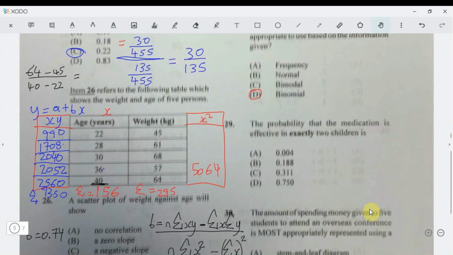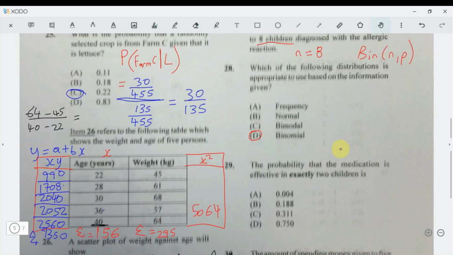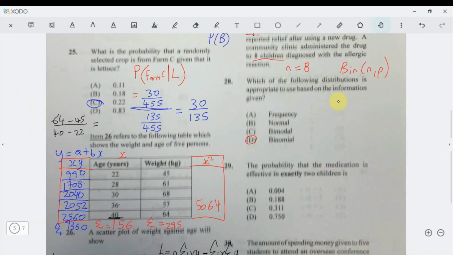Now, question 29 says the probability that the medication is effective in exactly 2 children is, since it's binomial distribution, we need to find the probability now. Let me zoom out a little. We need to find the probability x equals 2. Remember, we used the binomial formula earlier. So it's just going to be n choose A. A in this case is 2. So it's 8 choose 2 times P, which is 0.75 to the second power, times Q, which is 0.25 to the 6th power. And you just put that into your calculator.